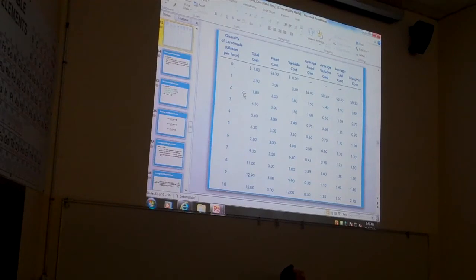Right, the average variable cost is obviously variable cost divided by units of output. And so we have variable cost over here of 30 cents divided by one is 30. 80 cents divided by two is 40. $1.50 divided by three is 50 cents. And so you see your average variable cost increasing at an increasing rate.